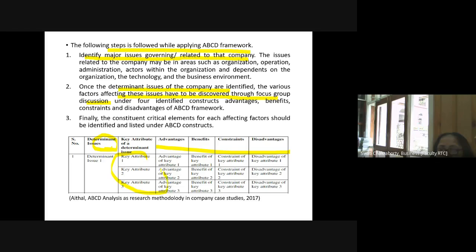Let's say here the three factors, and you need to identify them under these headings. What is the advantage of this first factor, the benefit, the constraint, and the disadvantage? The same thing applies to the second factor and the third factor. Finally, the constituent critical elements of each of these affecting factors should be identified and listed under this framework. This is how you put it. You can look into these articles which tell you what ABCD analysis is and how to make use of it.